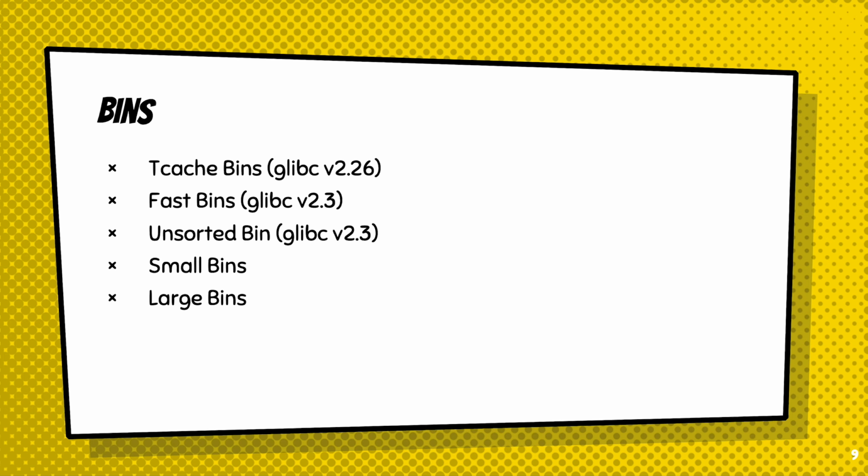In fact, for heap, usually there are five different kinds of bins. Originally, glibc only had small bins and large bins. Starting from v2.3, unsorted bin was created. Also, fast bins were created. These two bins are used to speed up the performance of heap allocation and free. And then later on, starting from glibc 2.26, tcache bins were created.